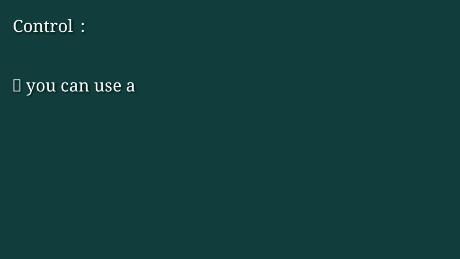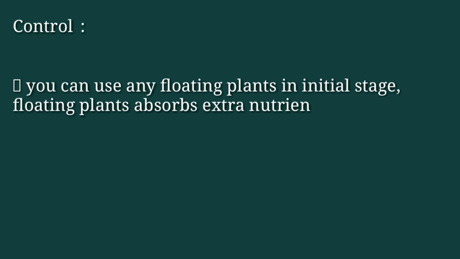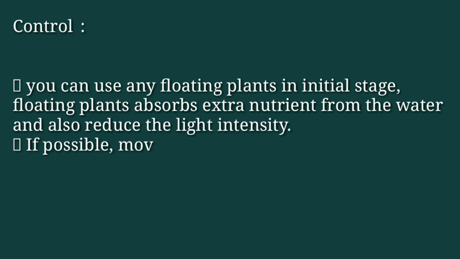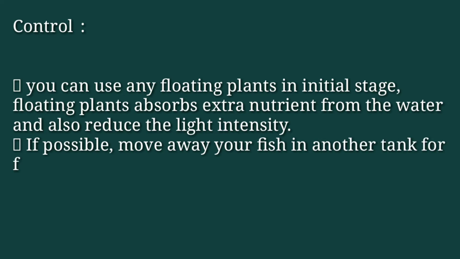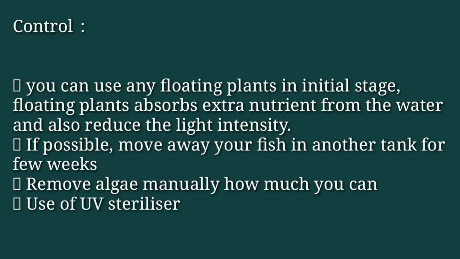Control: you can use any floating plants in the initial stage. Floating plants absorb extra nutrients from the water and also reduce the light intensity. If possible, move your fish to another tank for a few weeks. Remove algae manually as much as you can. Use a UV sterilizer to prevent algae from growing.